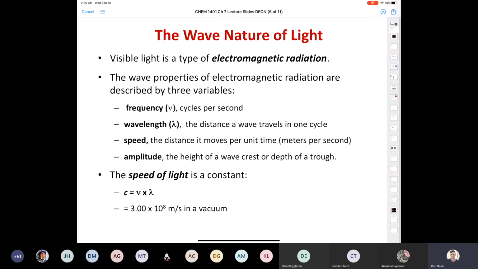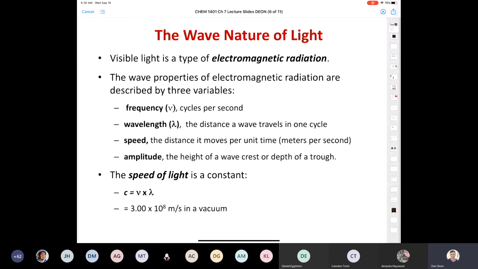It says here that the wave properties of electromagnetic radiation are described by three variables. We can describe it by the frequency, which is the number of cycles of the wave per second. The wavelength, which is the distance between successive points on a wave, and I'll show you a picture of that because a picture is worth 1,000 words. And then the speed, which is the distance the wave moves per unit time, and we usually measure that in meters per second. Also, the amplitude of the wave, which is the height of a wave crest or the depth of a trough. And again, I have that on a picture coming up.